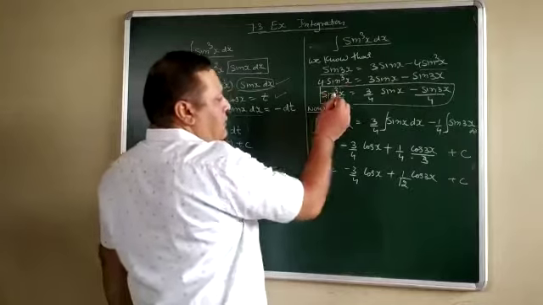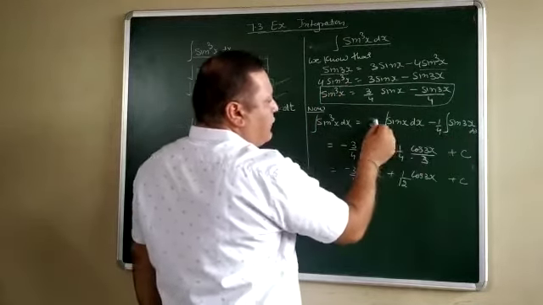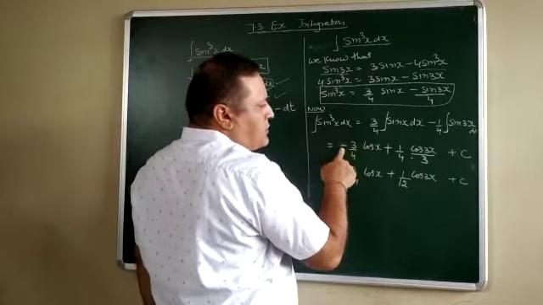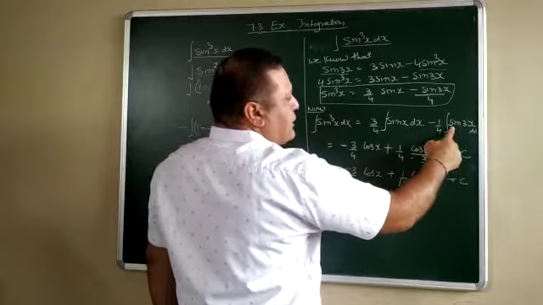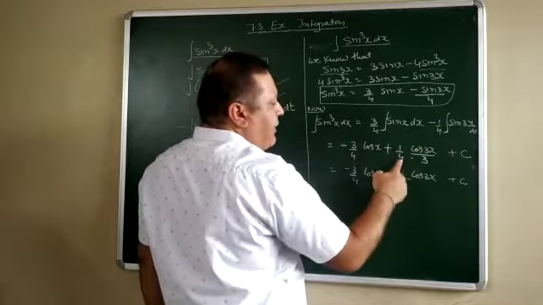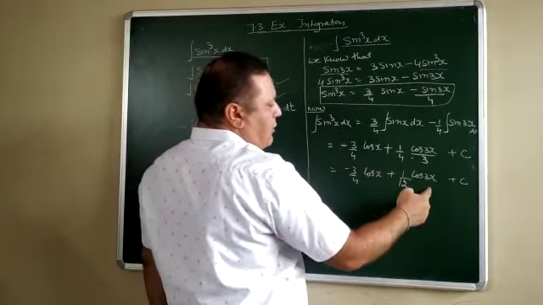So write down the integration of these two terms. 3 by 4 is a constant outside, integration of sine x is minus cos x. 1 by 4 outside, integration of sine 3x is cos 3x upon 3, with negative made positive. So it is minus 3 by 4 cos x plus 1 by 12 cos 3x.